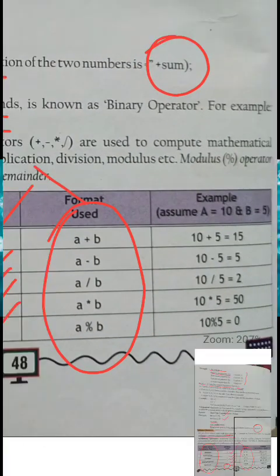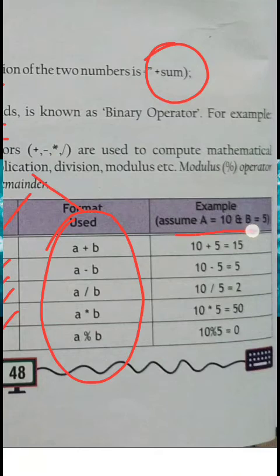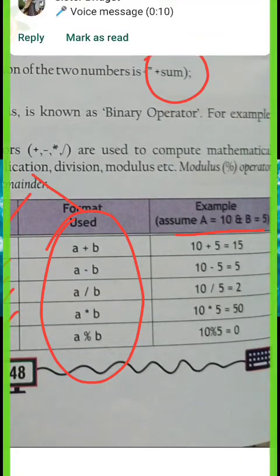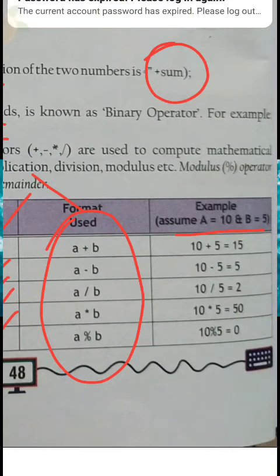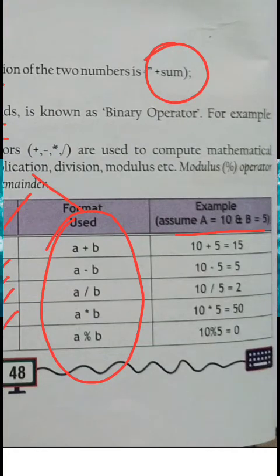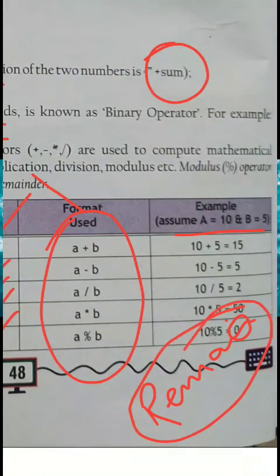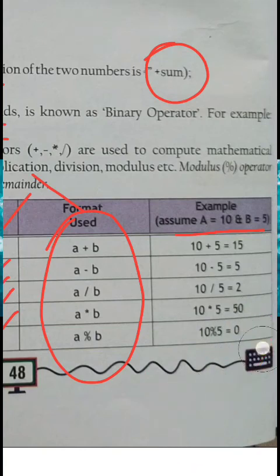Here you can see that assume a is equal to 10 and b is equal to 5. Now a plus b, that is 10 plus 5, 15. A minus b, 10 minus 5, 5. A divided by b, 10 divided by 5, 2. A into b, 10 into 5, 50. A modulus b, 10 modulus 5 is 0. Why is it 0? Because in case of modulus we are writing only the remainder. Whatever is the remainder, we are writing simply the remainder in the place of modulus.